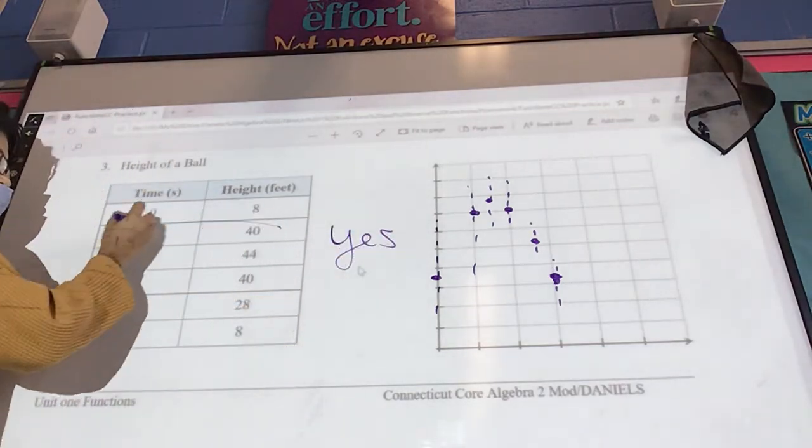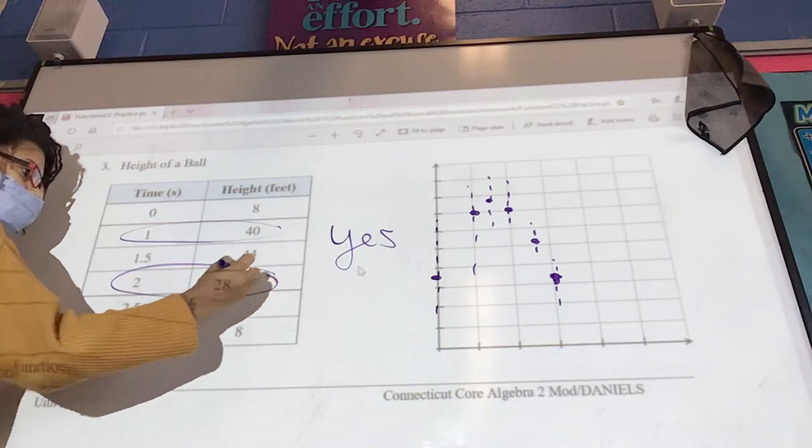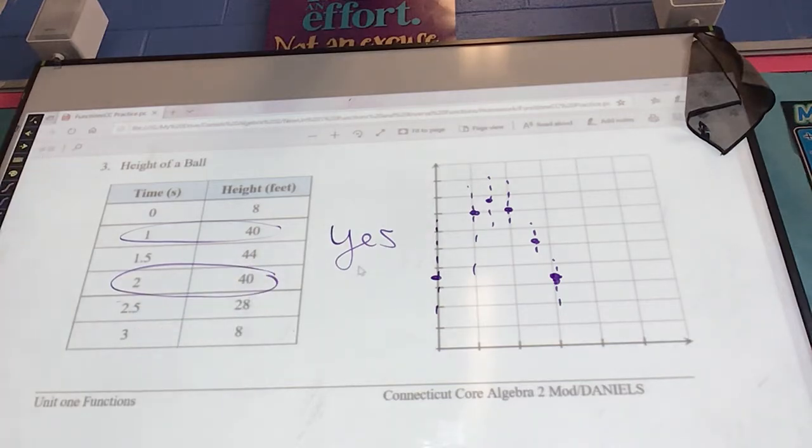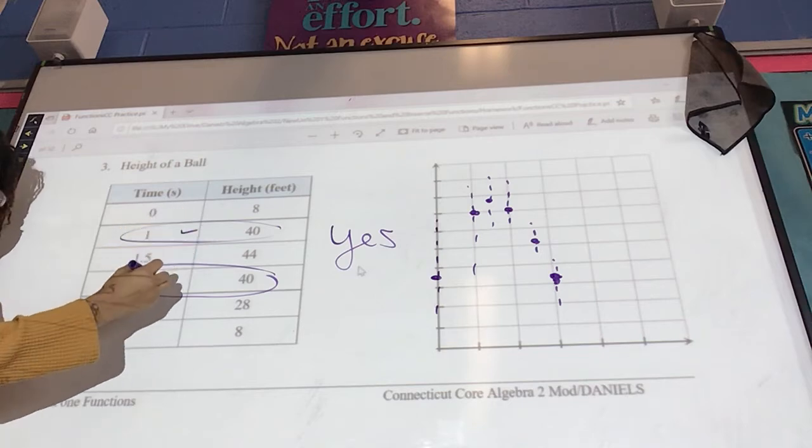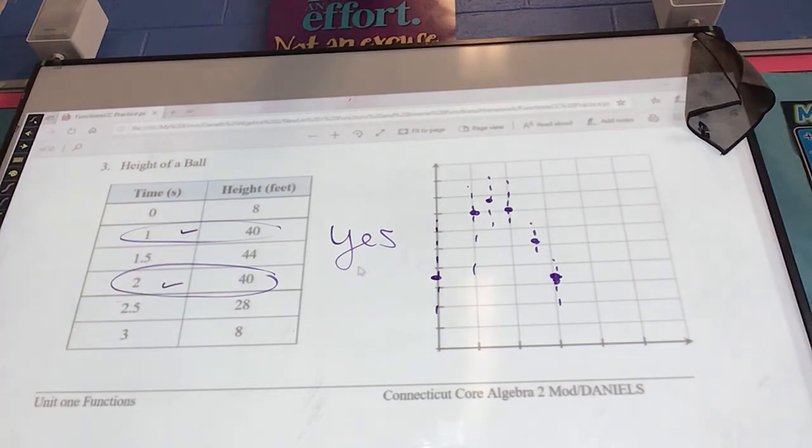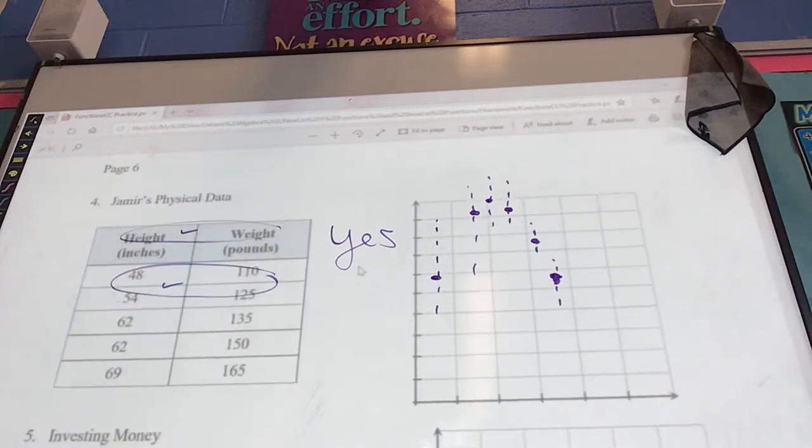So this was the question, right? The y's can repeat as long as you have a unique x value. The x value is the one that's independent. As long as it has a different x value, it's fine. And for full clarity, this will be the last one.